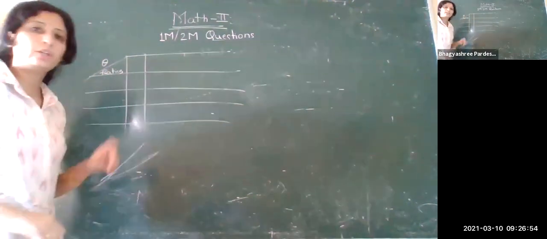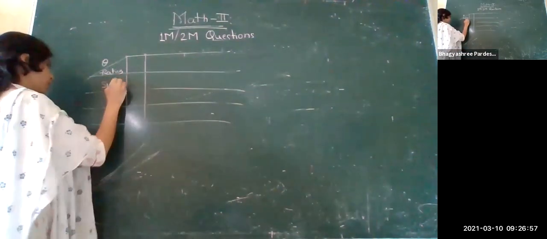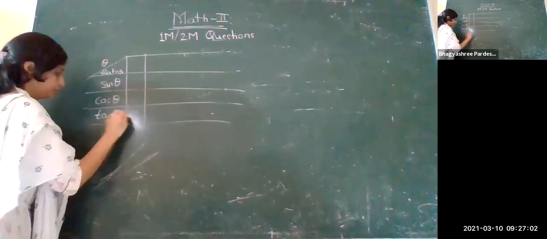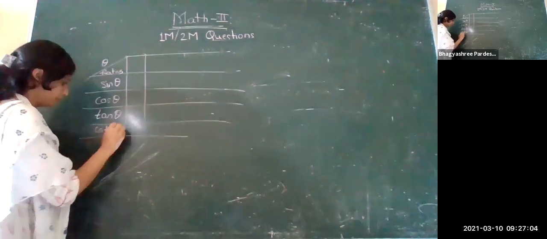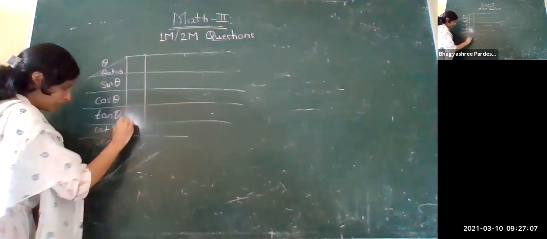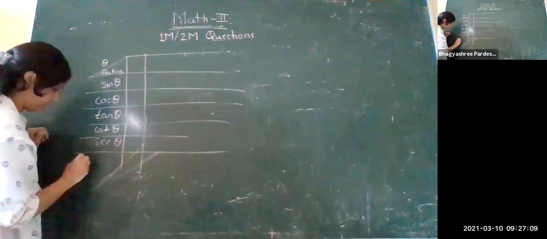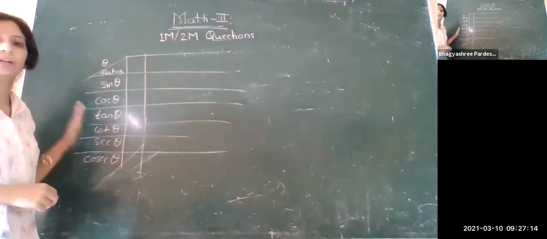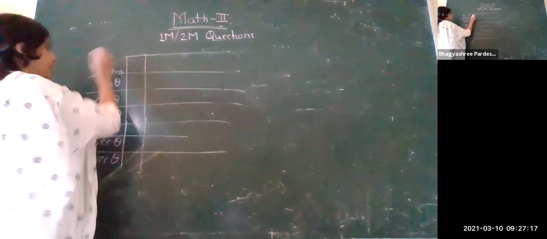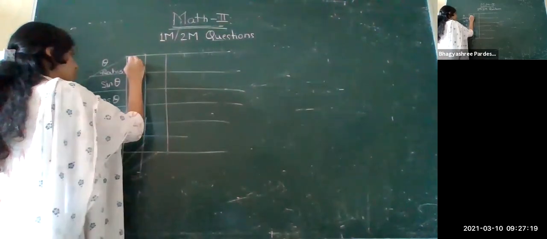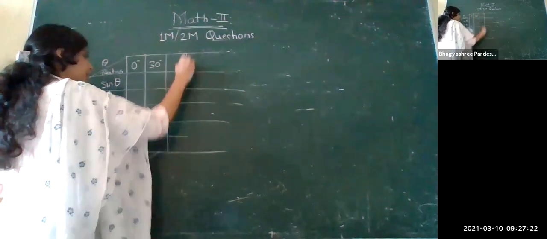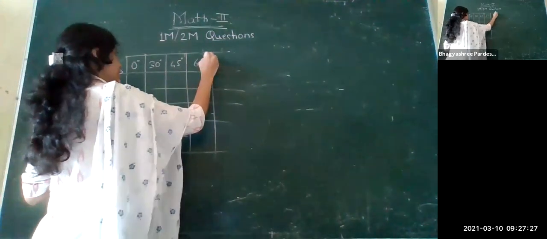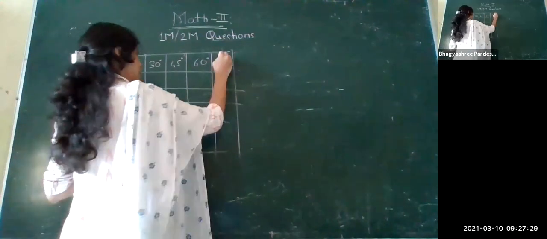Which are the trigonometric ratios? The sine theta, cos theta, tan theta, cot theta, sec theta, and next is the cosec theta. These are the 6 trigonometric ratios. The angles we have are: first is 0 degree, 30 degree, 45 degree, 60 degree, and the last one is 90 degree.